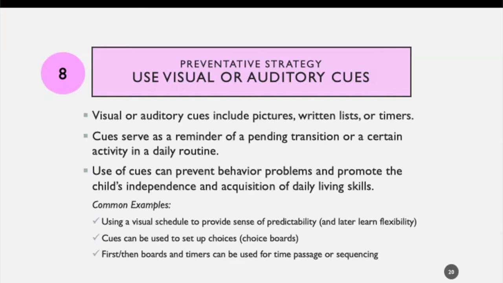Some examples include using a visual schedule to provide a sense of predictability, or later we can work on flexibility. Cues can be used to set up choices like choice boards, first then boards, and even timers can be used for time passage or sequencing.